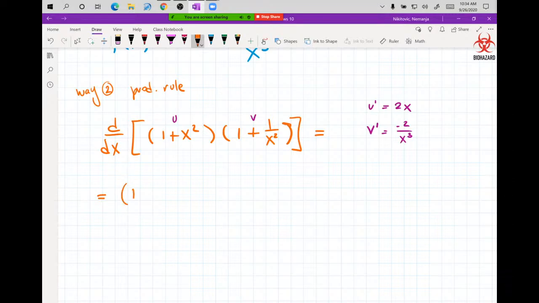Copy the first times derivative of the second plus copy the second times derivative of the first. So this is your u, v prime, v, u prime. That's that.